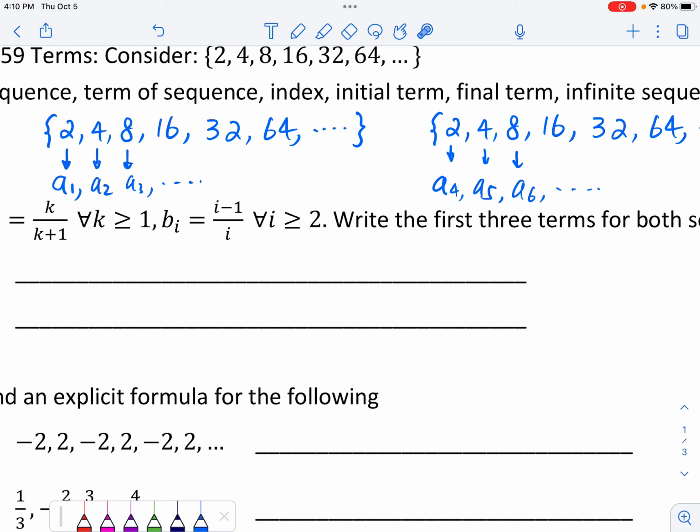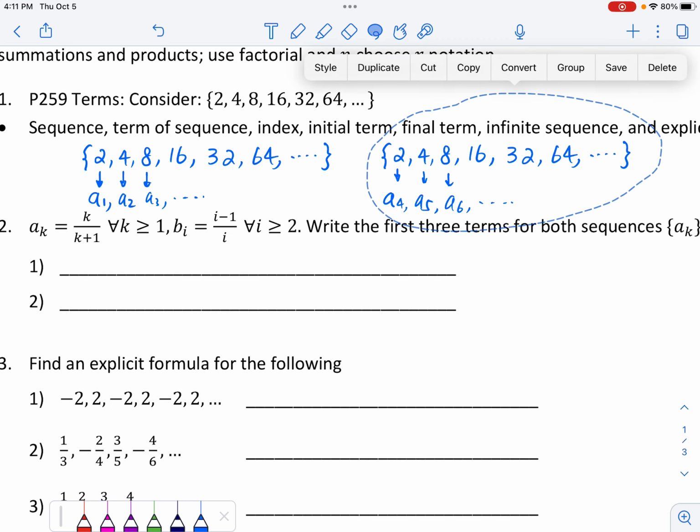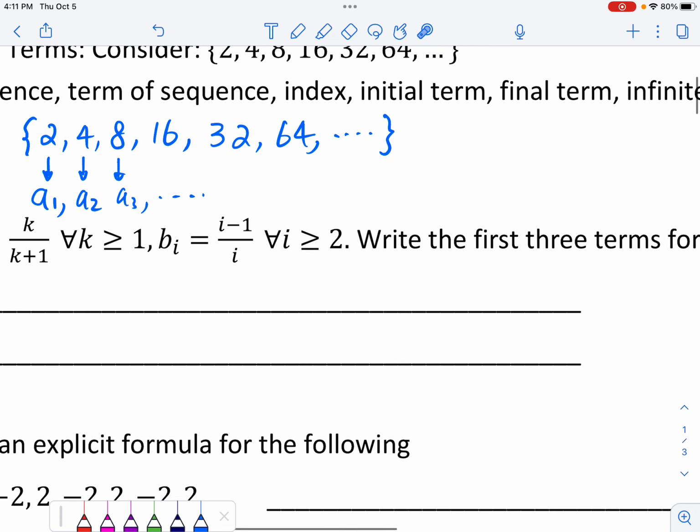Initial term, just as it says literally, is just the first term. So the initial term is 2 in this case. Final term, in this case, is not applicable, because usually we start with index 0 or 1, that's most common. Now, the final term in this case, because this is a so-called infinite sequence, the ellipsis means it's never ending. We'll continue this pattern. So there's really no final term. But if I have a sequence that ends like this one, then this will be the final term. This is the initial term.